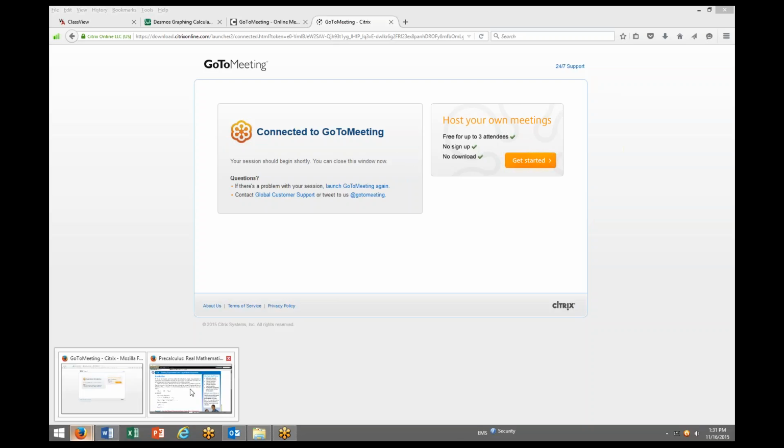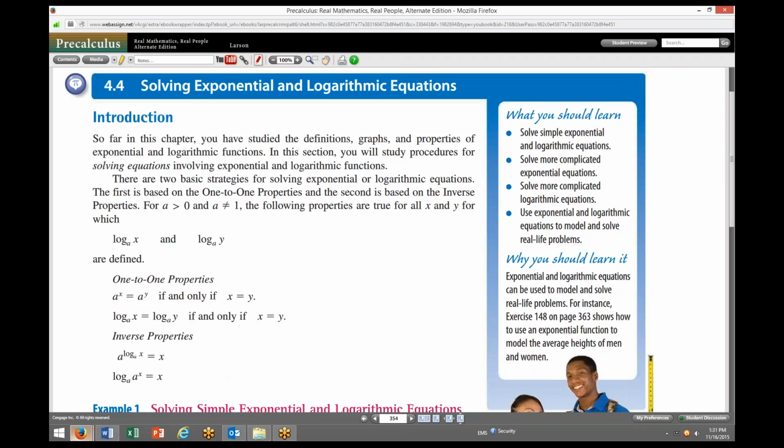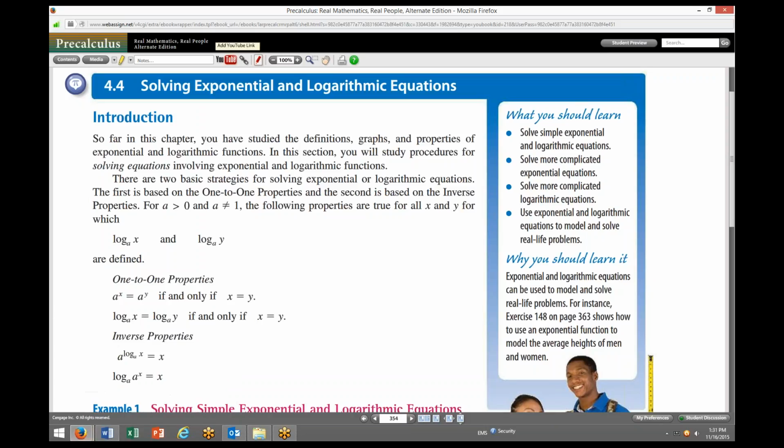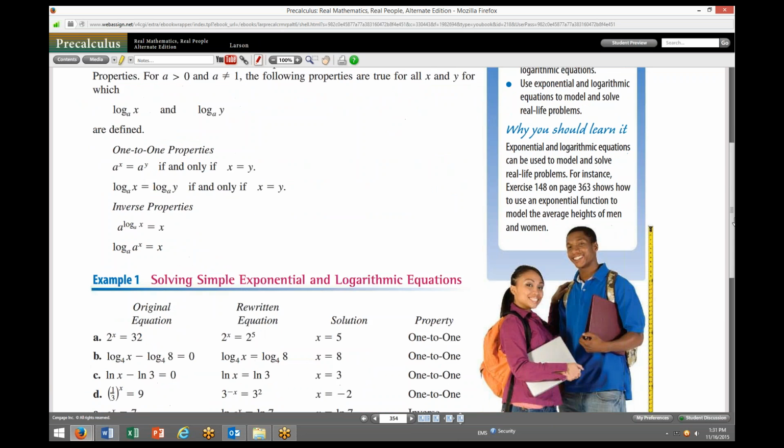So let me get this text section up on the screen. Here we go. Solving exponential and logarithmic equations. And the text makes a pretty big deal about the names of these properties and all, and I'm not making such a big deal about the names of the properties.